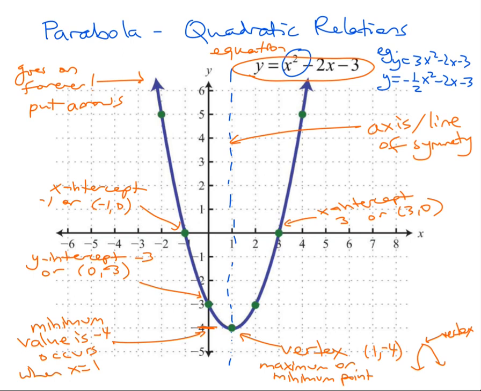All right, and so now we've learned the different words. Direction of opening: if the parabola looks like a U, like this one, it opens upward. And if it's upside down, it opens downward. Okay, we know where the axis of symmetry is. We know the vertex. We know y-intercepts, and now we know x-intercepts. Okay, so those are your basic features.